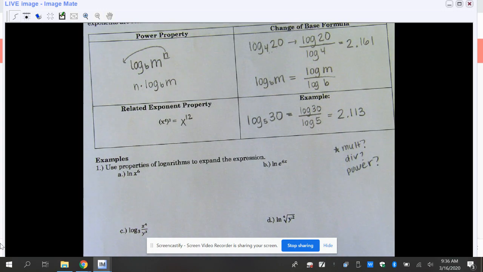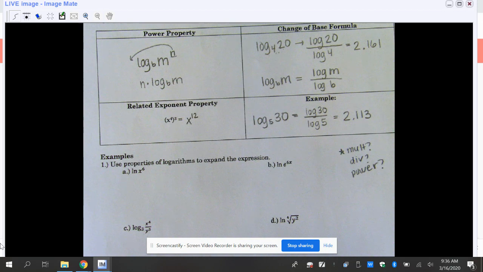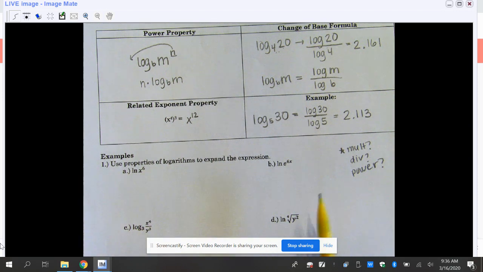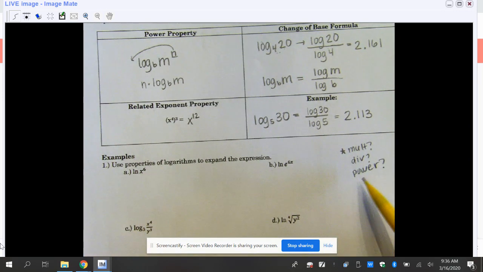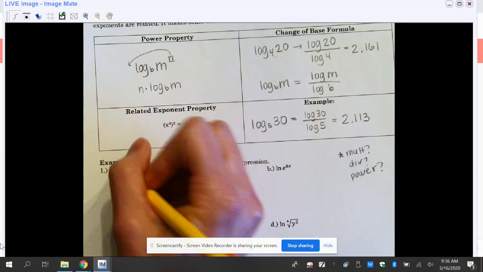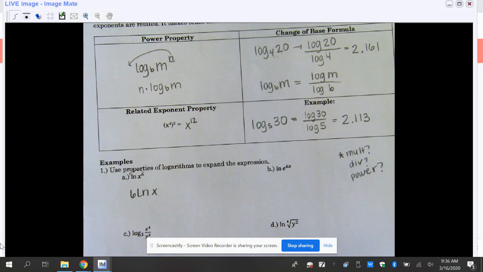So for example, in this one, I've got the natural log of x to the 6th power. Since this x is not being multiplied by anything, I don't have to worry about taking apart multiplying or dividing. So now I'm just going to move my power out front. So that 6 is going to go out front, and it's just going to be 6 times the natural log of x. There's nothing else we can do to simplify.